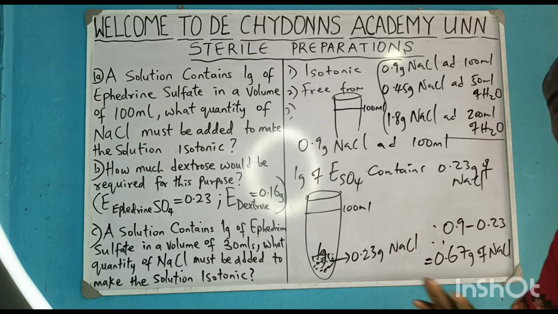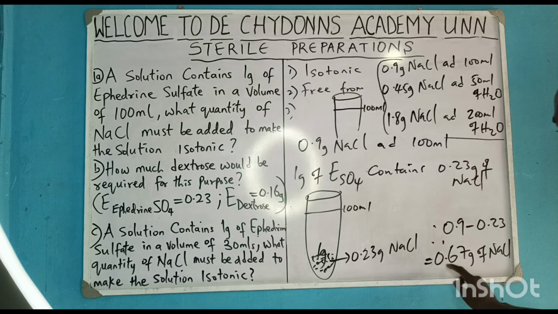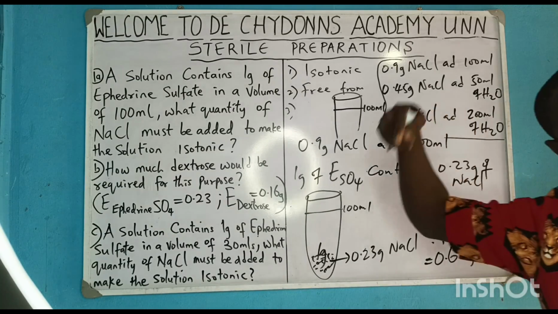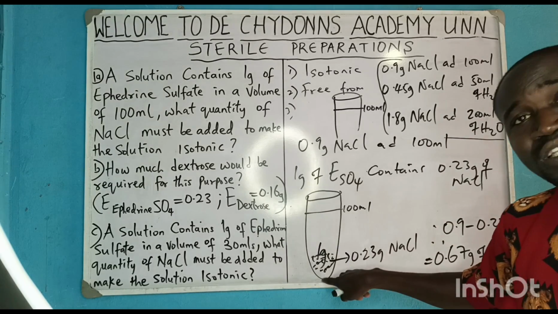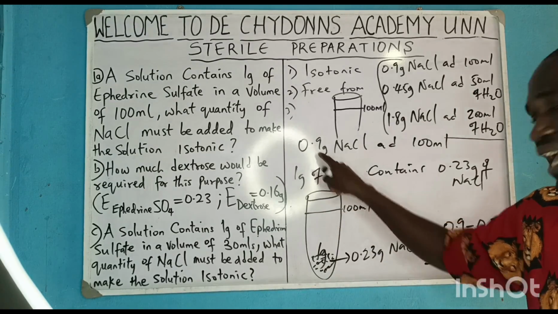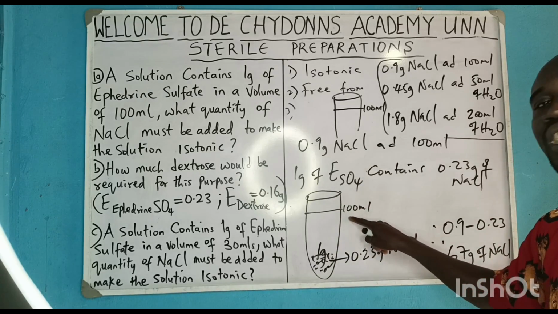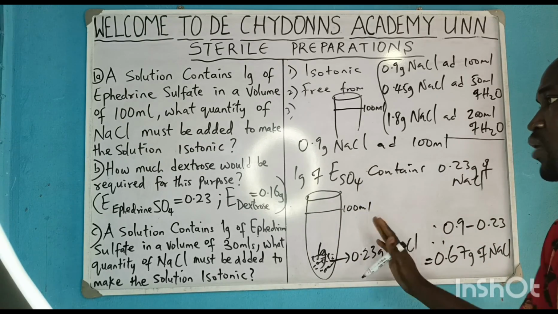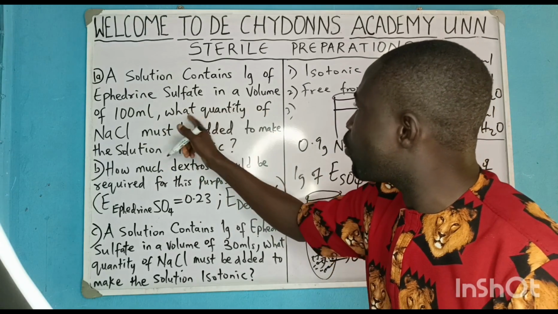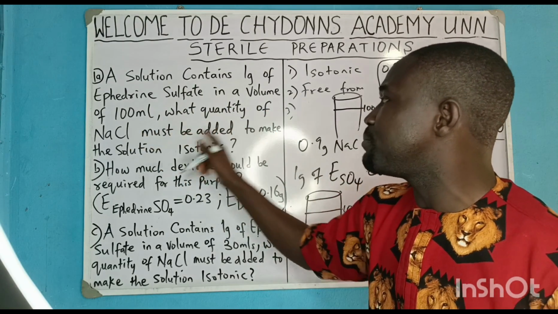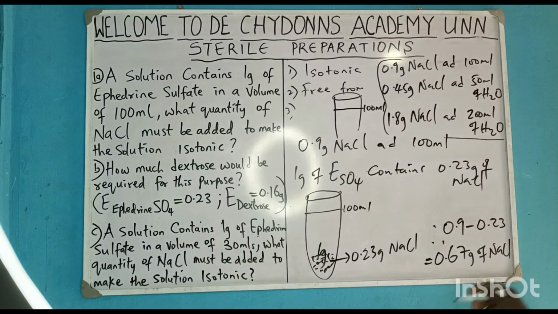Sulfate is isotonic because 0.67 of extra sodium chloride added plus 0.23 of sodium chloride in ephedrine will be giving you 0.9, and all of them is inside 100 ml. With this, you are done. So if they ask you what quantity of sodium chloride must be added to make the solution isotonic, you say it is 0.67 gram of sodium chloride, and that is just that.